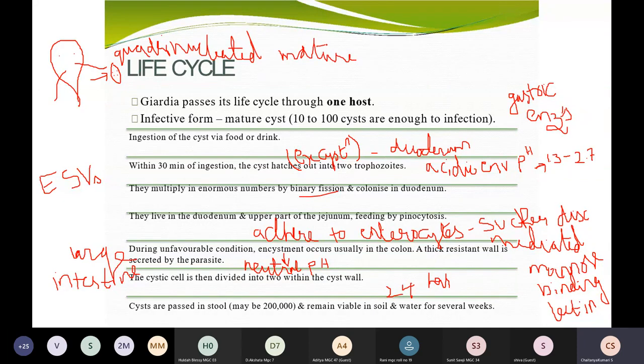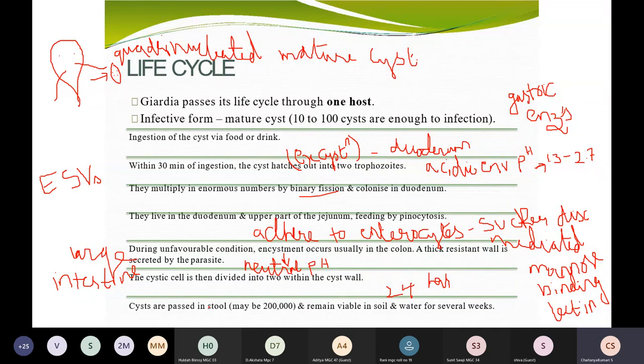So during the early stage, the cyst will contain only 2 nuclei, but slowly it undergoes nuclear division and results in 4 nuclei. That resultant form of cyst is known as the quadrinucleated mature cyst. This will occur in the large intestine. As soon as the mature cyst has been produced, it will be passed into the stool. Got it? So about 200,000 cysts will be released.